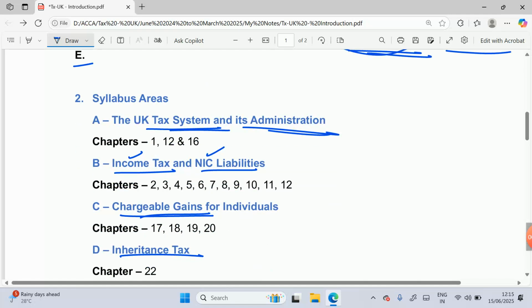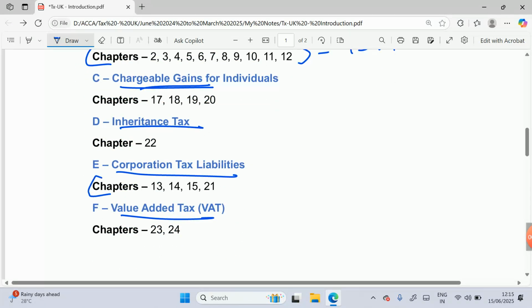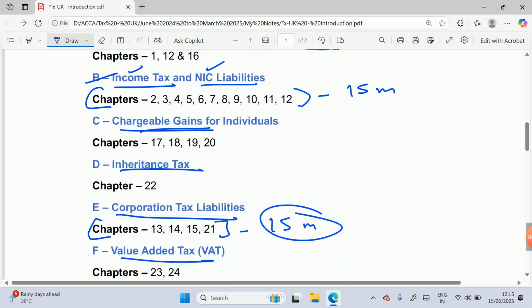When I talk about syllabus area B, it will be from these chapters. So one 15-mark question will be from these chapters, and one 15-mark question will be from these chapters, my bad, right? So it can be a combination of anything, right?